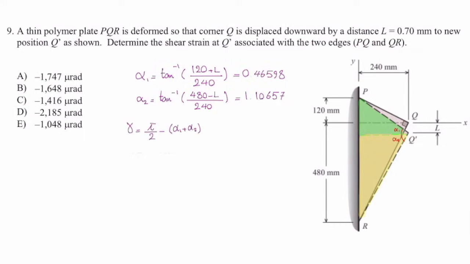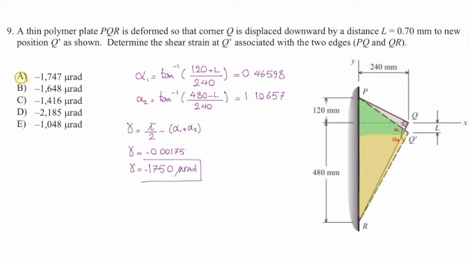So the change in the angle would be pi over 2 minus (alpha 1 plus alpha 2). And that gives me gamma equal to 0.00175, which is equal to 1750 microradian. The closest answer will be A. Questions?